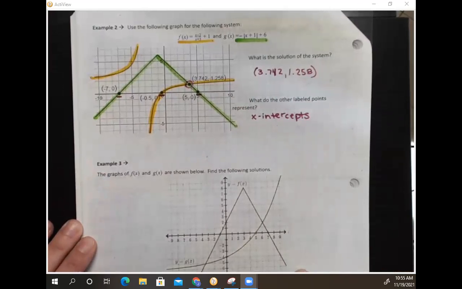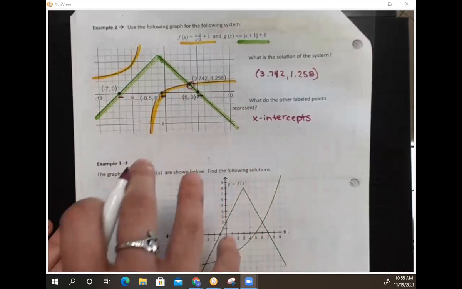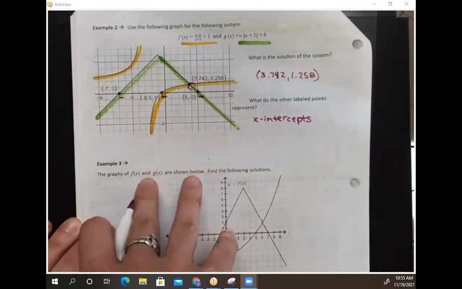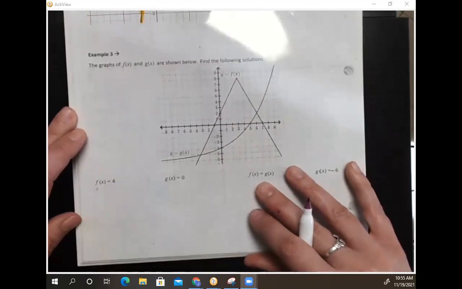Questions for me so far? So this problem is new for us today, but the ideas that we use to come up with our answers, those are not new ideas, okay? We've used those for a while. Let's take a look at example 3 down at the bottom of this page.